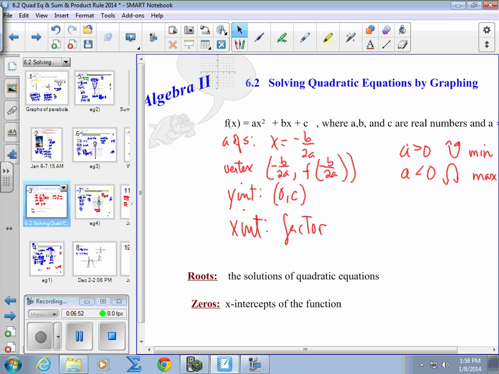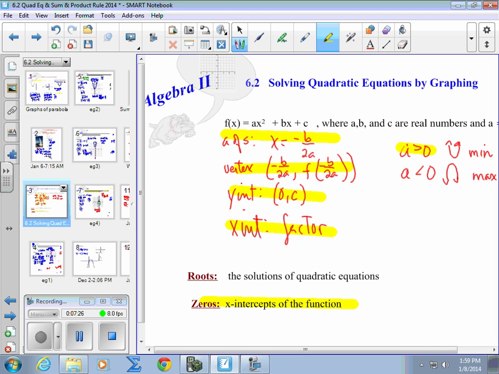Once again, I have written up here the axis of symmetry, x equals negative b over 2a, the vertex, negative b over 2a, f of negative b over 2a, and the y-intercept (0, c). What we're going to do is factor to find the x-intercepts. The roots are the solutions of the quadratic equation. The zeros are the x-intercepts of the function.